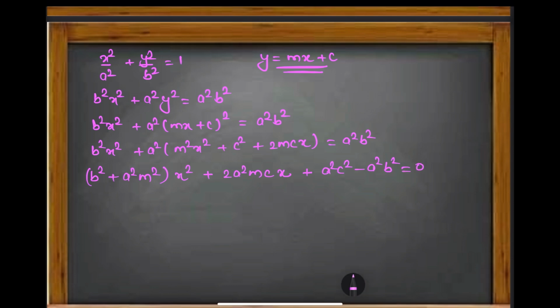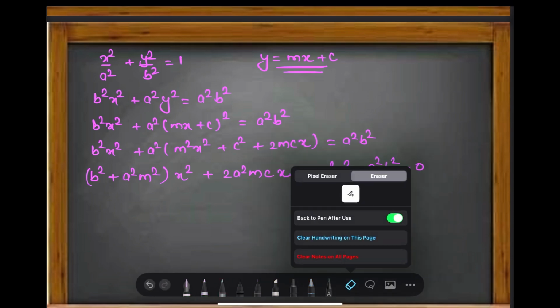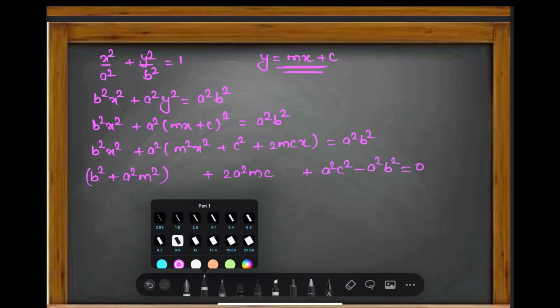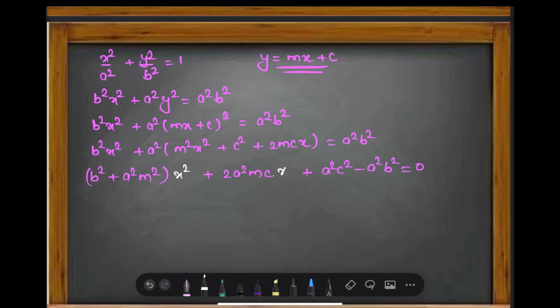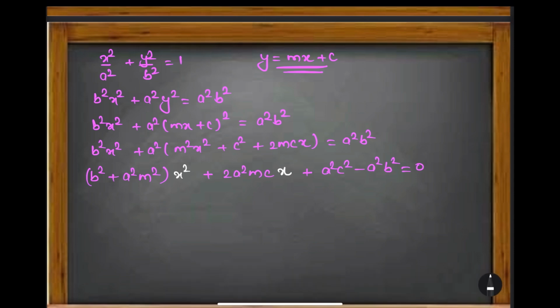Now you know that you have to apply the condition for tangency, correct? So what I'll do, I will imagine this thing as a quadratic in x. Now you know that it is going to represent a tangent, so we should have only one touch. So I'll go with D equals 0. Okay, so 4a to the power 4 m squared c squared minus 4 times (b squared plus a squared m squared) times (a squared c squared minus a squared b squared) equals 0.